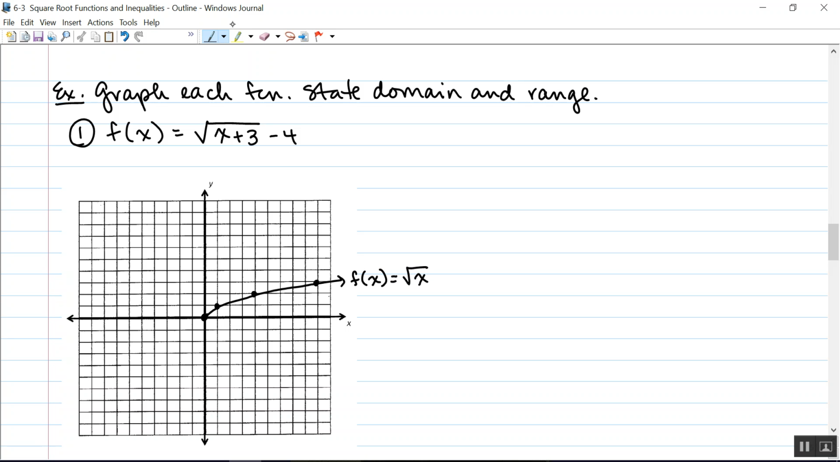Now, what are the transformations on this function that I have here? I'm going to do them in a different color. Since I have an x plus 3 under here, it's going to be shifted to the left 3, because my h is a negative 3, and it's going to be shifted down 4, which means that my vertex, or my starting point, is going to be moved to the left 3 and down 4. So there's my starting point right there.